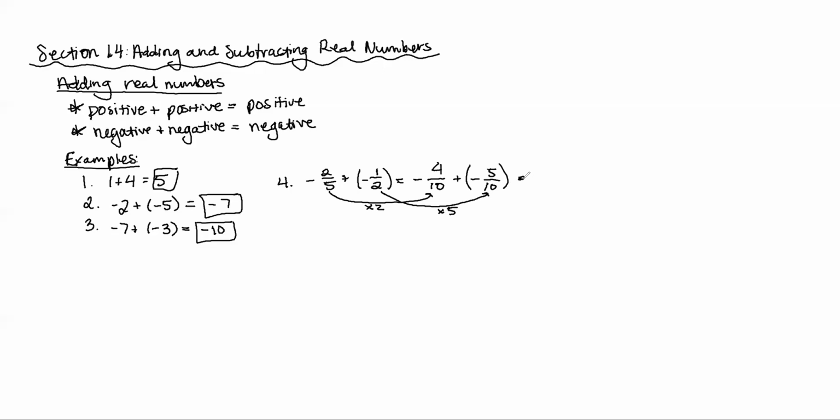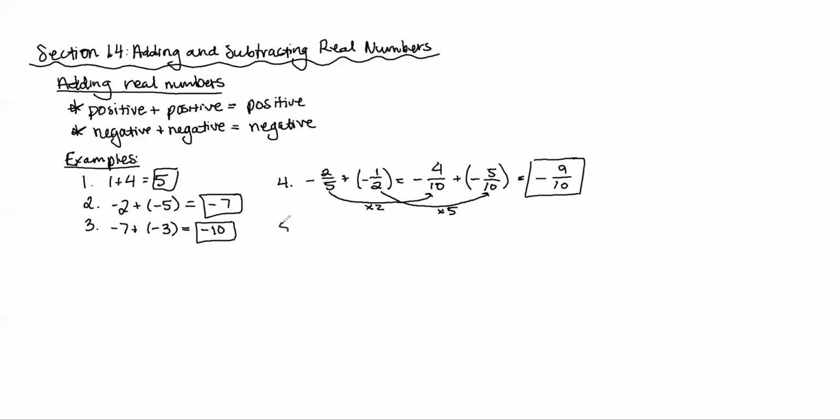You can always double check your fraction changes here, your equivalent fractions, by just reducing this back down, make sure you get what you started with. Always a good thing to check as you're going through so you don't have to go back and double check all your work at the very end. And now we have two negatives, so we end up with a negative, and 4/10 plus 5/10 is 9/10. So same rules, we just have a negative in there.